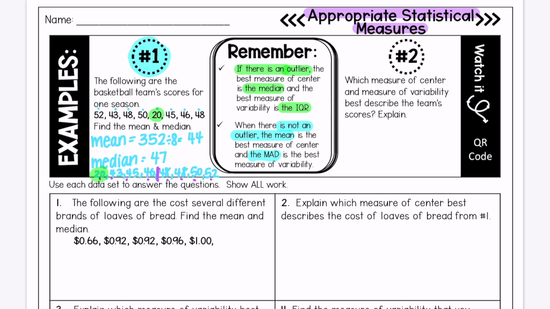If I look at number 2, it says, which measure of center and measure of variability best describe the team's scores? Well, since there is an outlier of 20, the median and the IQR are the best measures of center and variability.